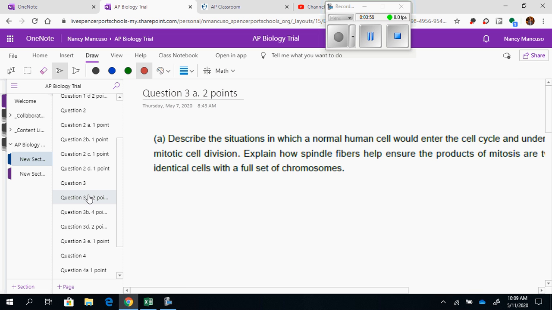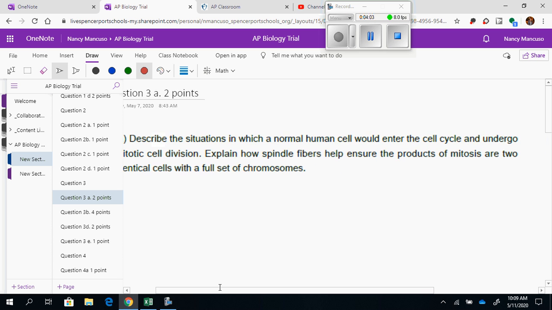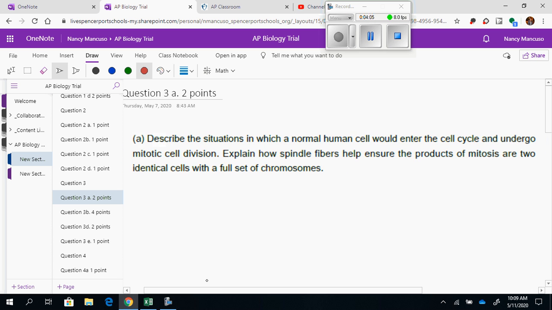Describe the situations in which a normal human cell would enter the cell cycle and undergo mitotic cell division. So when do cells undergo mitosis? They undergo mitosis when they want to divide. So you want to divide when you want to grow and you want to repair. Those are the 2 situations in which you would find that. All right, the next one.